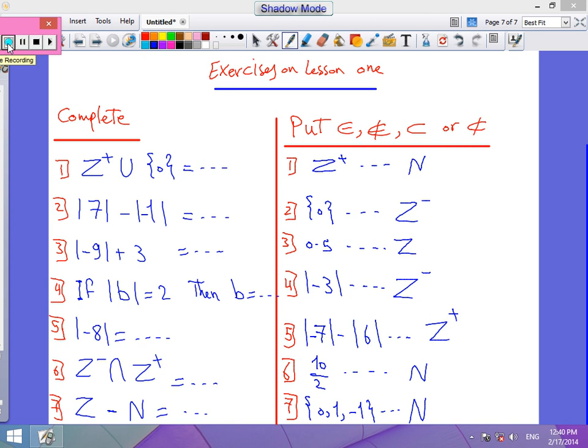And now we have a general exercise in lesson 1. You can solve this exercise by yourself.